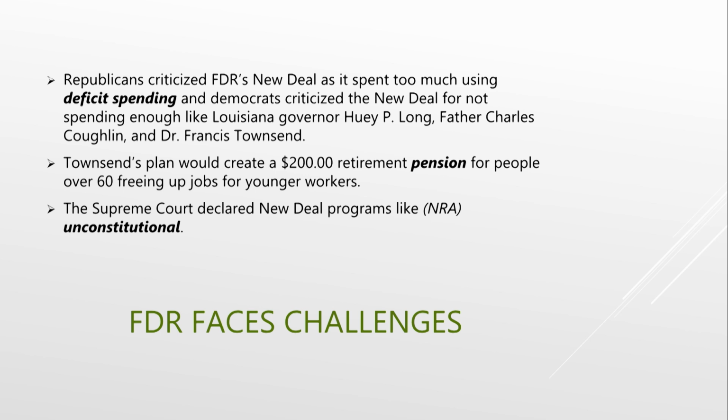Townsend did have a good idea, though, or in the minds of some people it was a good idea. Since you had so many young people that were unemployed, one of the things that he thought you should do is to find a way to get older people out of the workforce. And one way you can do that is, for people over 60, pay them not to work.